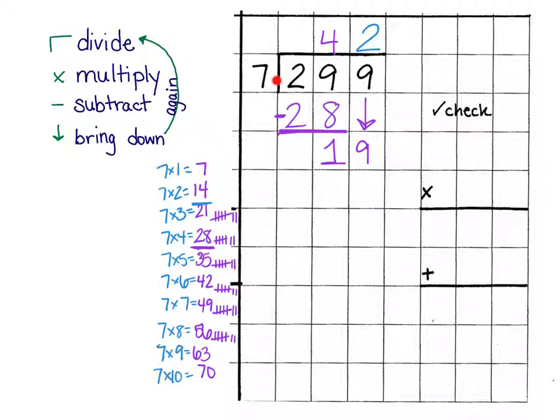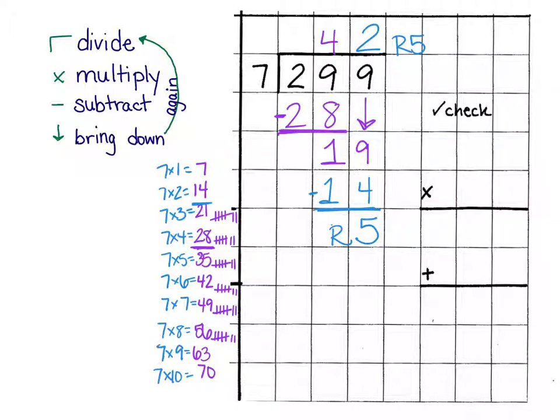Two times 7 is 14. Then we subtract. 19 minus 14 equals 9 minus 4 is 5. 1 minus 1 is 0. Now we bring down. Oh, there's nothing to bring down. So 5 is our remainder. And up at the top, we write remainder 5.